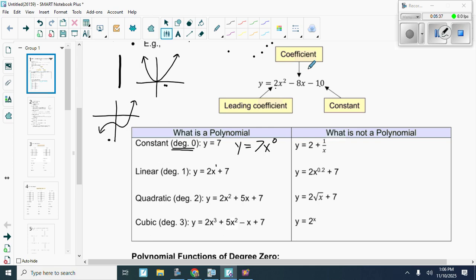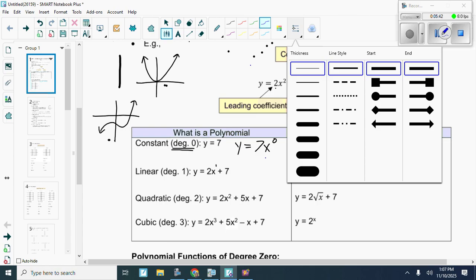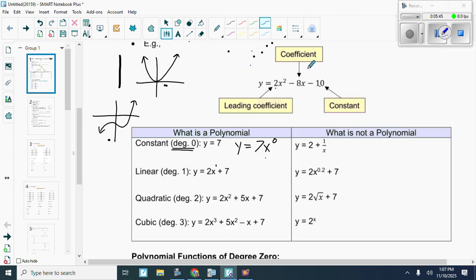Okay, here's what is not a polynomial. Guys, a polynomial has no x's on the bottom. All those rational expressions we were doing, we're not going to be graphing those. So no x on the bottom, or negative exponents, like x to the negative 2. That's not going to be a polynomial.